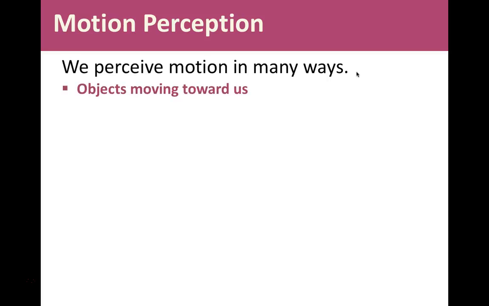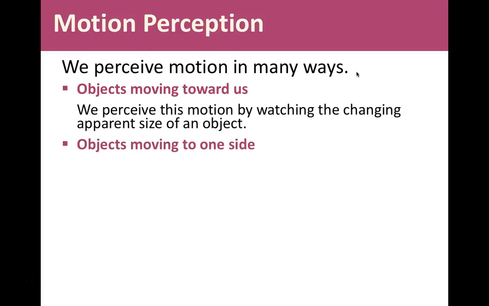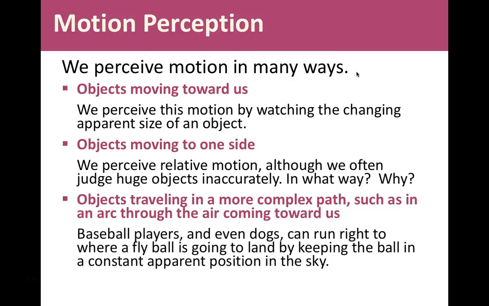Motion perception. So I'm going to summarize this. These are all various kinds of cues that we have that basically give us a sense of motion, and our brain's going to interpret things. So for an object moving toward us, we perceive this motion by watching the changing apparent size of the object. It's getting bigger, so that conveys it's coming to us. So we get the motion perception.